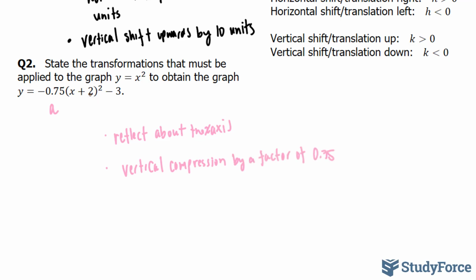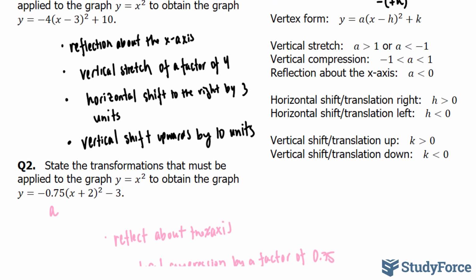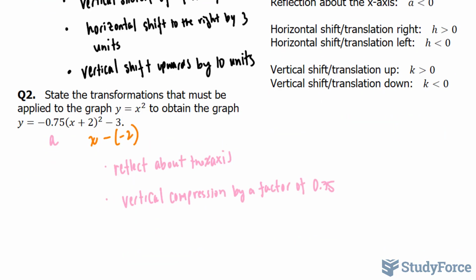Now I will look at my h value. Here we see an h of plus 2, but that's not really the case. Remember, our vertex form looks like this. So in order for us to really isolate for our h, we would have to do the following. x minus negative 2. Notice that we have x minus, and now our h is actually negative 2. So when you have an h that is less than 0, you are going to have a horizontal shift to the left. And in our case, by 2 units.